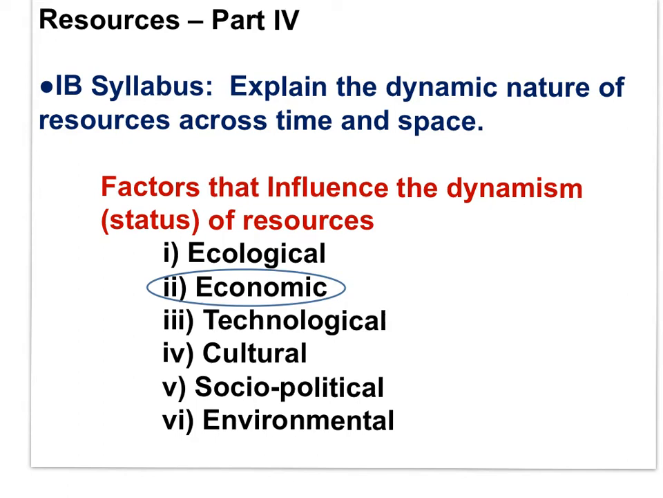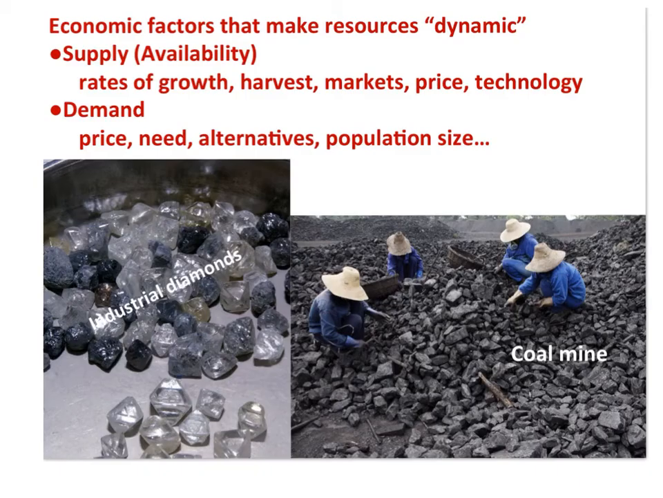influence resource availability. The economics of natural capital is complex. One could study the economics of natural capital for a PhD degree. To keep it simple, the economic dynamism of natural capital hinges on supply, the availability, and demand, the degree to which people use the resource. On the supply side, this depends on the rates of growth, rates of harvest, the markets where the natural income is sold, the price in those markets, and technology.